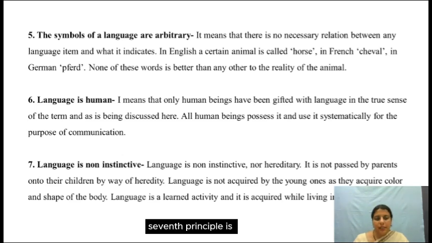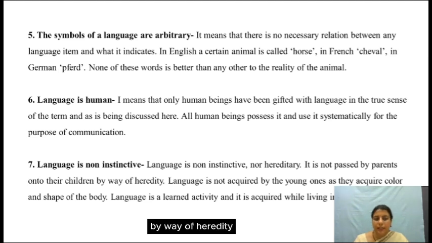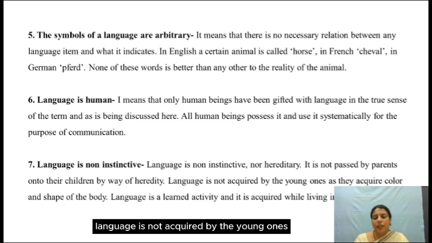Seventh principle is language is non-instinctive. Language is non-instinctive nor hereditary. It is not passed by parents onto their children by way of heredity. Language is not acquired by young ones as they acquire color and shape of the body. Language is a learned activity and it is acquired while living in a social group.